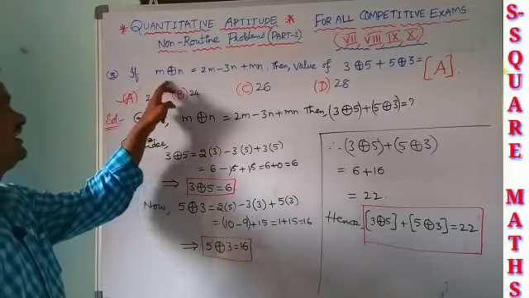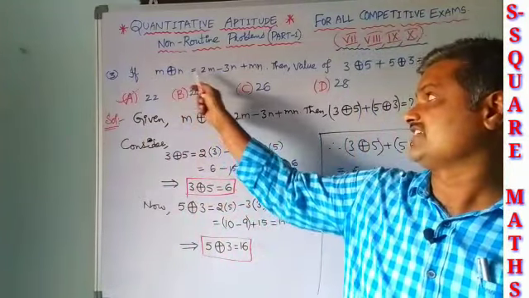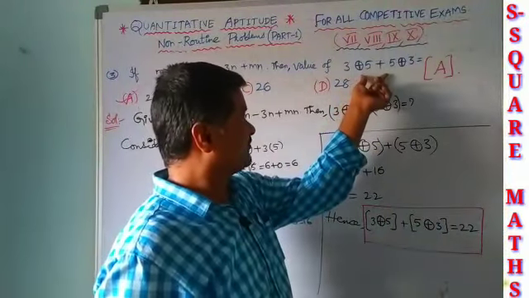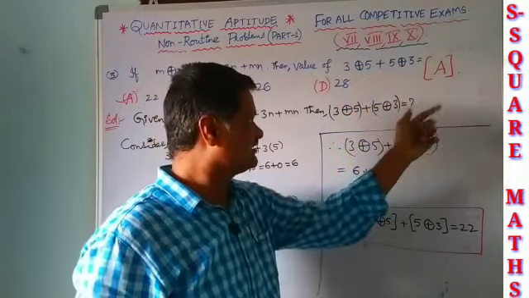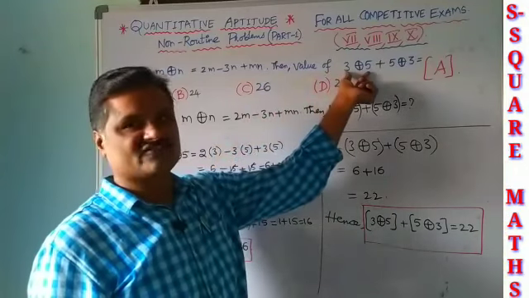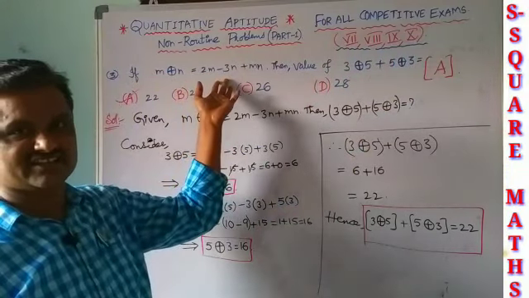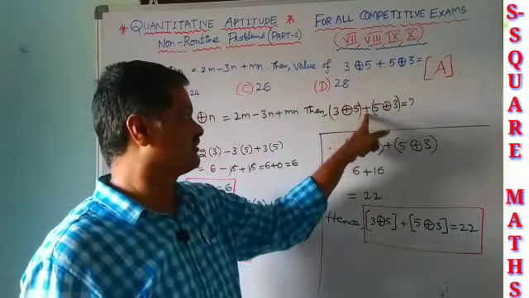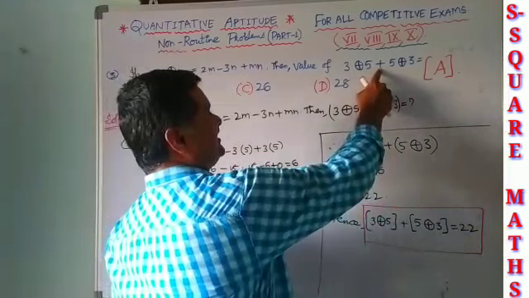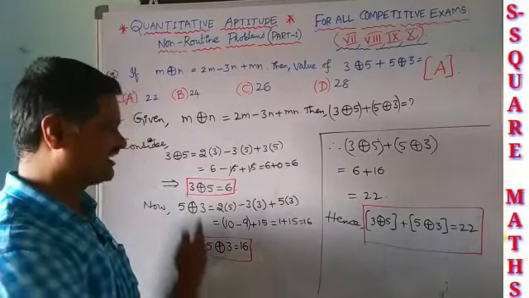So here circle plus is defined in such a way that m circle plus n is equal to 2m minus 3n plus mn. The value of the expression 3 circle plus 5 plus 5 circle plus 3 is 22. So first find out the value of this one, next find out the value of this one, defining the binary operation in this way. Finally the operation between them is plus, so addition. Go through it. Don't get confused between the general addition symbol and our binary operation plus circle. You can have a look.